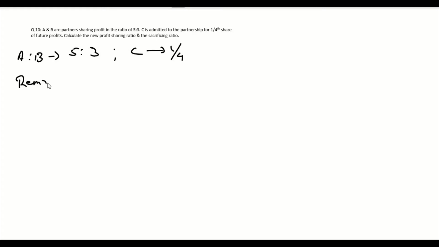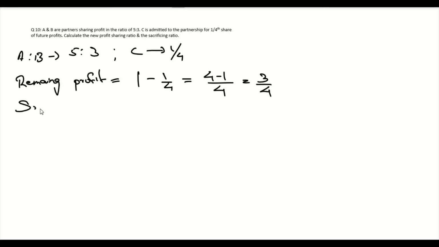which means the remaining profit, if we consider the total profit of the firm as 1, is 1 minus 1/4, that is equal to 4 minus 1 over 4, which is equal to 3/4. 3/4 is the remaining profit. Now we want to find the sacrifice. For A, the remaining share is 3 by 4 and his original share is 5 by 8. So we have to multiply by 5 by 8. That will give you 15 by 32.